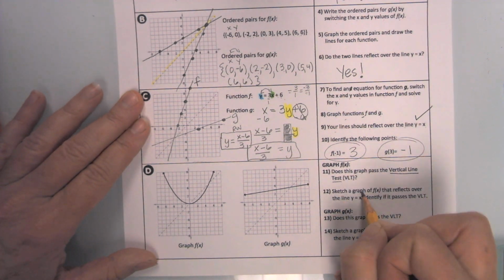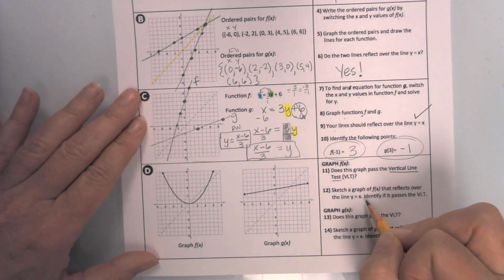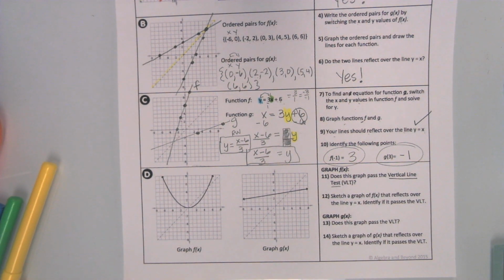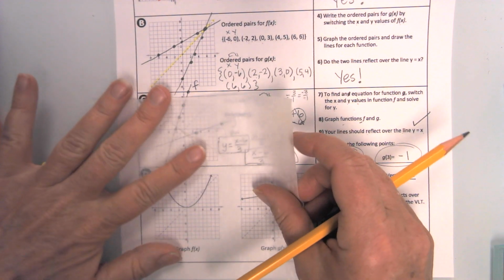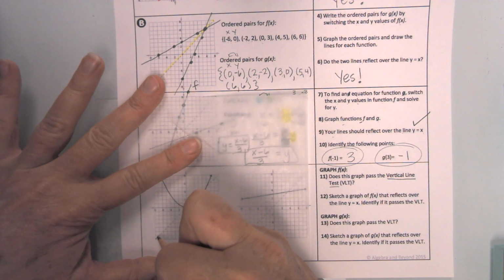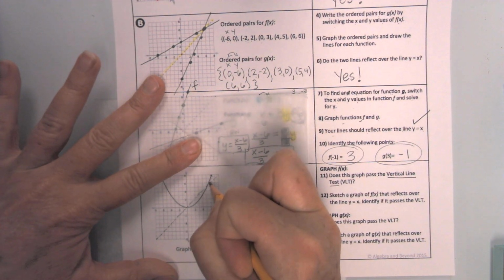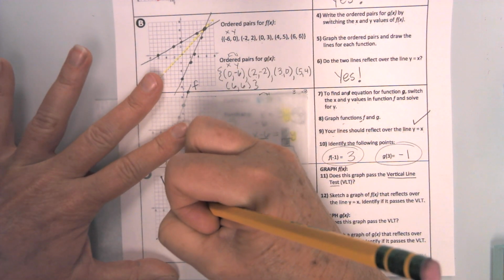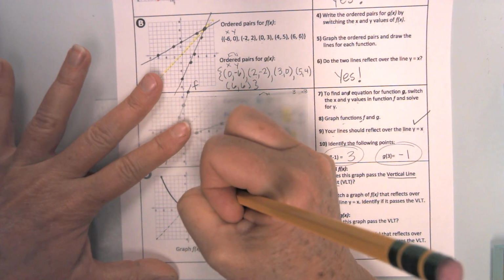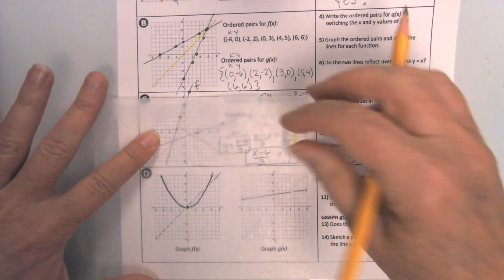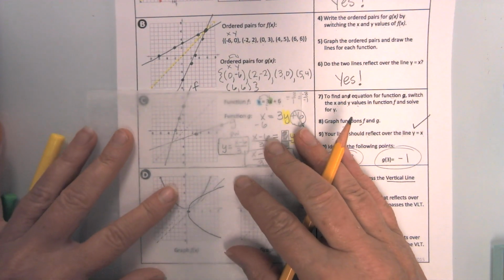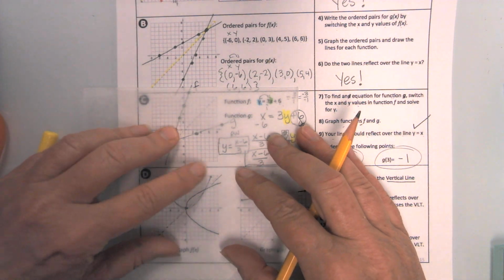Now they want us to sketch a graph of f of x that reflects over the line y equals x. Now again, I'm going to get some more patty paper. And we're going to do that reflection. So I'm going to lay this down. I'm going to sketch my line of reflection. And I'm going to flip it. And I'm going to draw my graph. Now remember, to do a reflection, I literally pick it up and I lay that line of symmetry right back down over where it was.